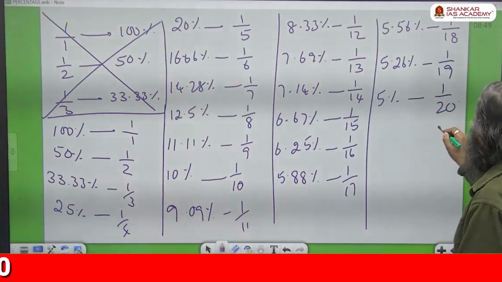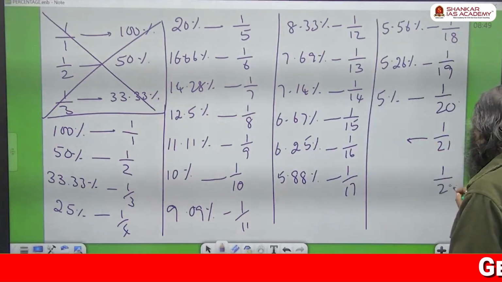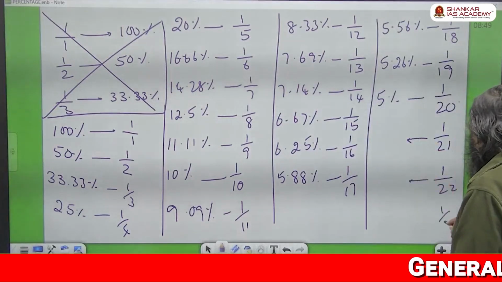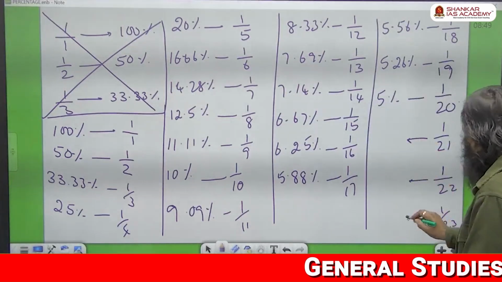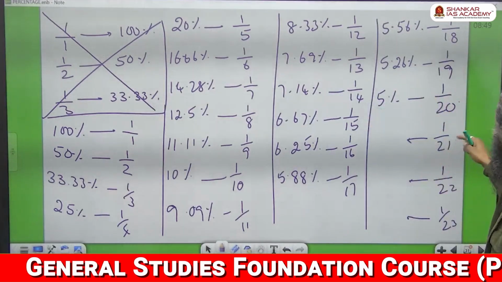Now tell me, 1 by 21 how much? 1 by 22 how much? 1 by 23 how much? Tell me. Into 100 you will get 5%. Now into 100, tell me how much?